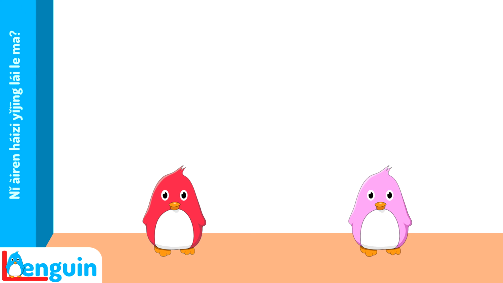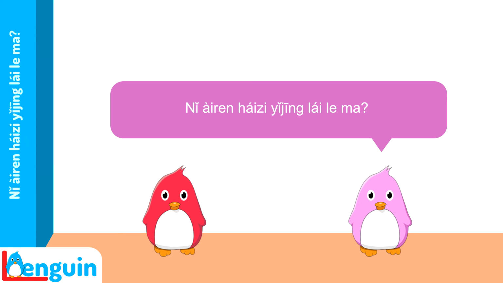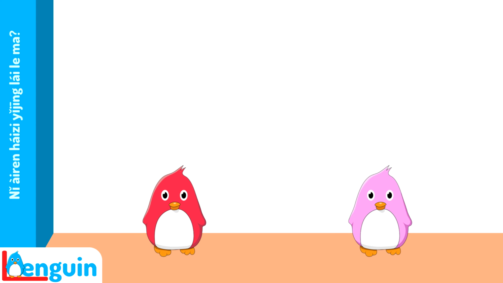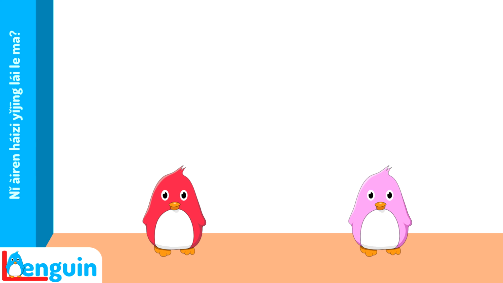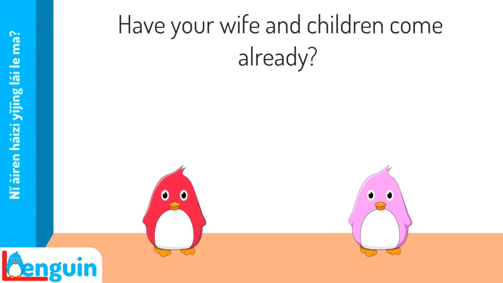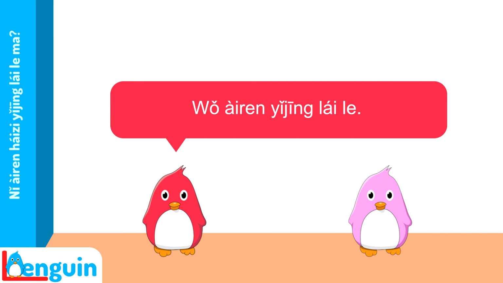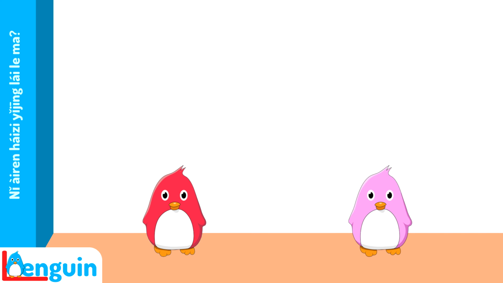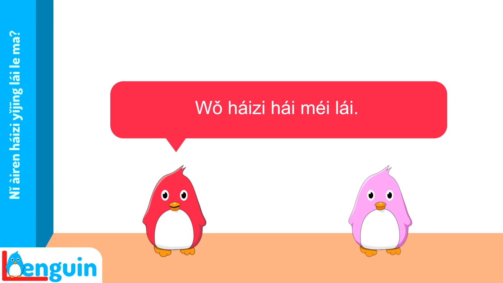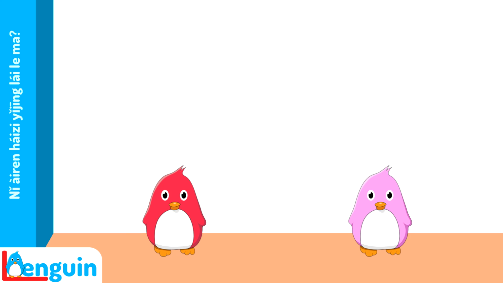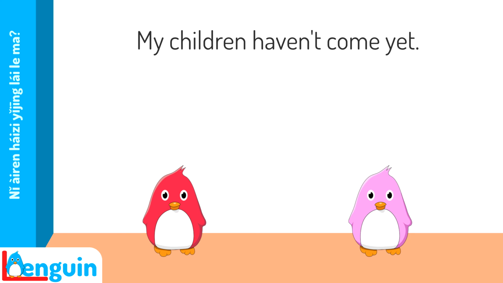Now see if you can understand the following live exchange. 你爱人孩子已经来了吗？ 我爱人已经来了，我孩子还没来。 Try translating it. 你爱人孩子已经来了吗？ Have your wife and children come already? 我爱人已经来了。 My wife's come already. 我孩子还没来。 My children haven't come yet.